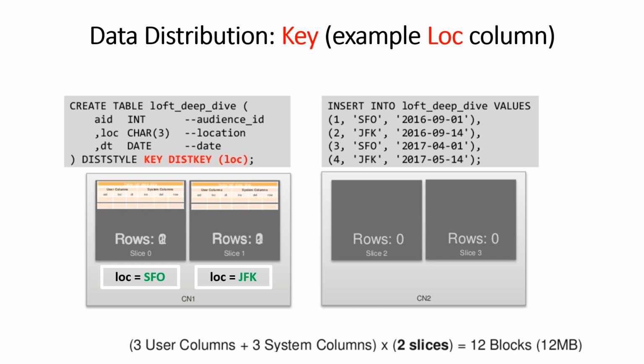In this example, I have chosen a bad distribution key, which is location. As you see, only two unique values exist in the data for the location, San Francisco and John F. Kennedy, and we can only distribute to two slices of the node. Therefore, node 1 is fully populated versus node 2 is not populated.